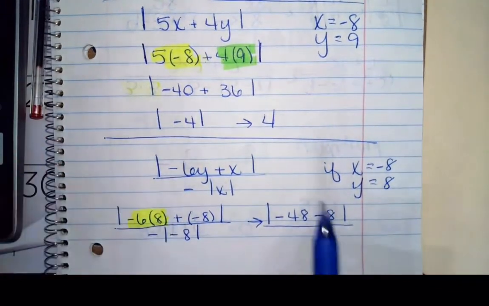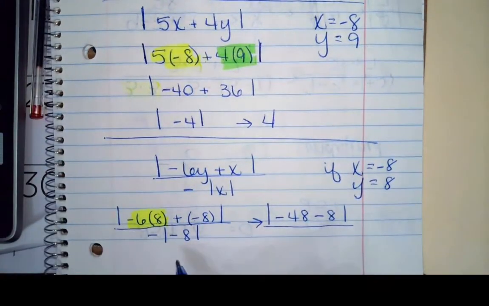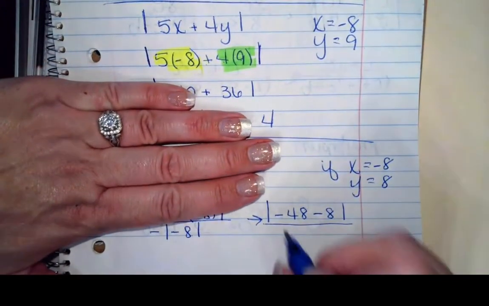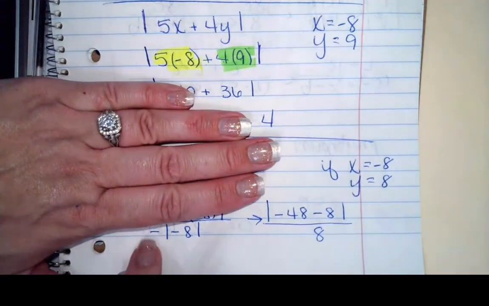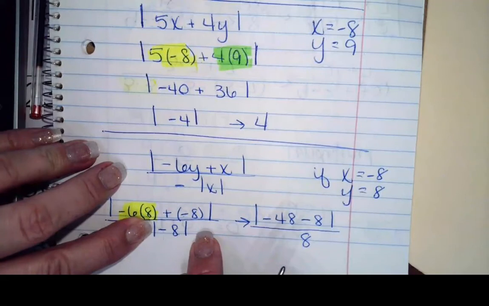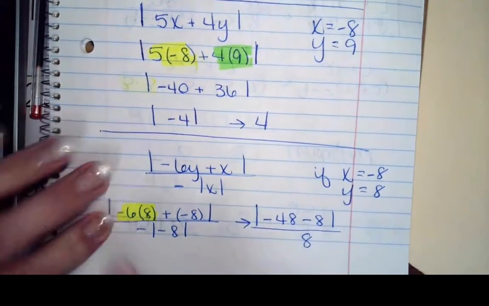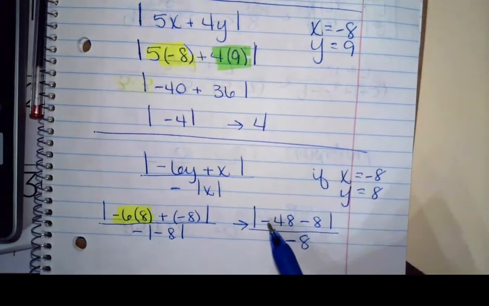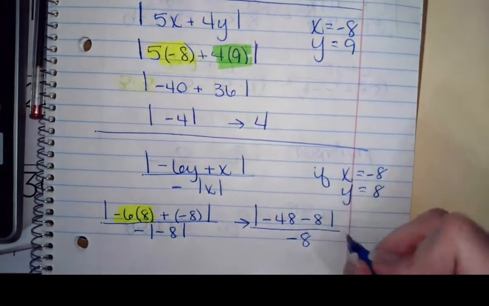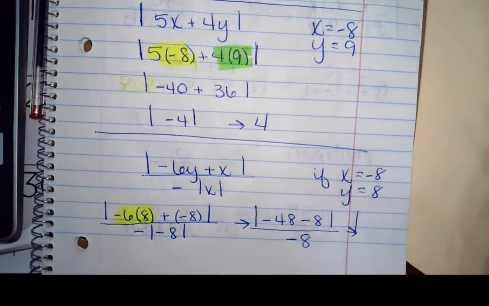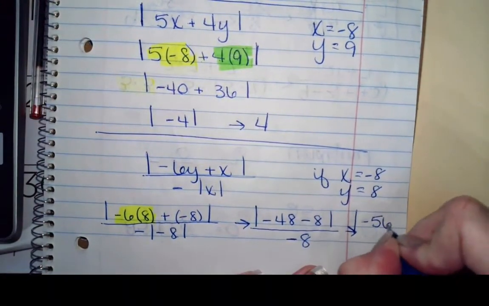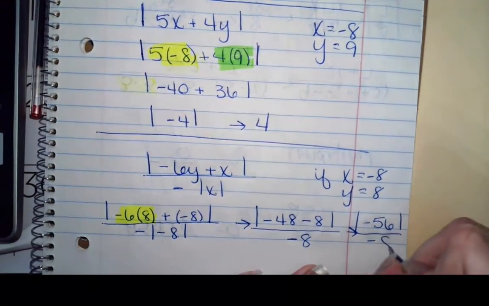And then over, remember I can consider my denominator a separate grouping. So the absolute value of negative 8 is 8, and that negative is coming along for the ride, since it's on the outside. So negative 48 minus 8, still in absolute values, is negative 56. And all of that is over negative 8.